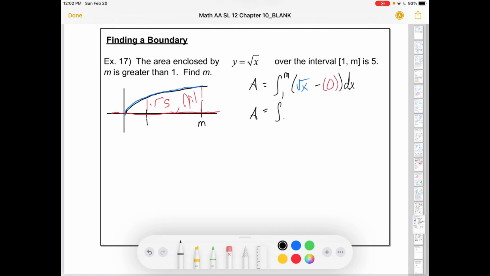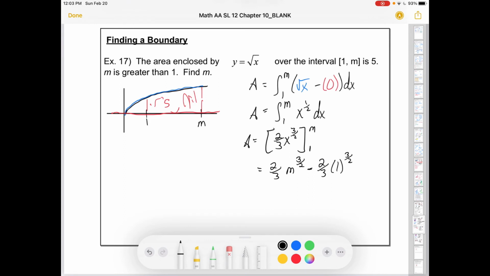So that's going to be the integral from 1 to m of x to the half dx. And we can anti-differentiate. So power goes up by 1, flip of the new power goes in front, from 1 to m. And sub in. So that'll be 2/3 m to the 3 over 2 minus 2/3 1 to the 3 over 2.